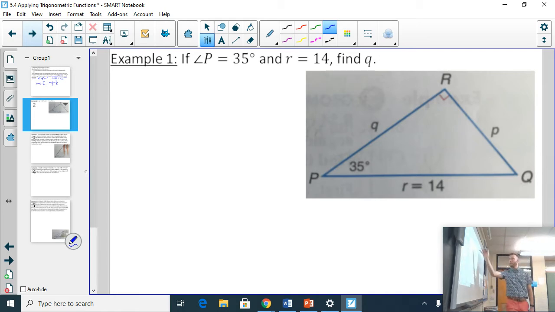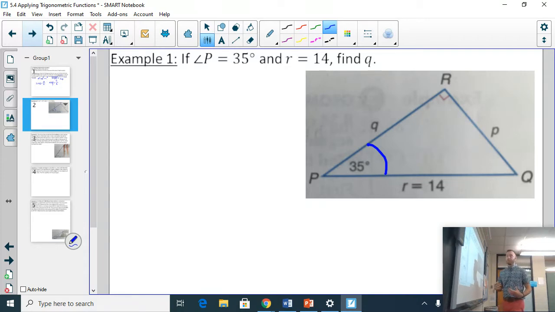So example 1, if angle P equals 35 degrees and R equals 14, find Q. And here we have it nicely drawn out for us. We have our angle P being 35 degrees.